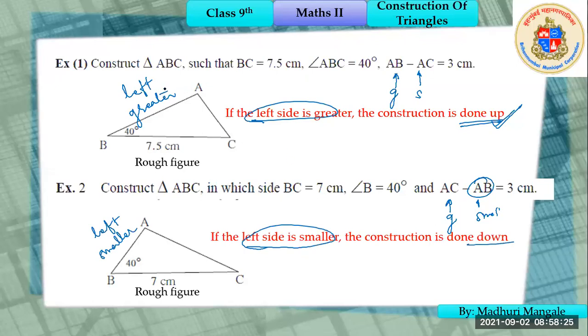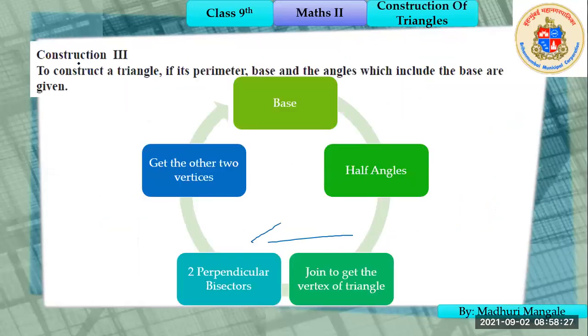Then we look at the steps for doing the type 3 construction, that is where the perimeter is given and two base angles are given. Okay, so we start with drawing the base, that is the perimeter. Second, we have to half the angles and then do the construction, so using half angles. Next is join the vertex. We join these two half angles to get a vertex.